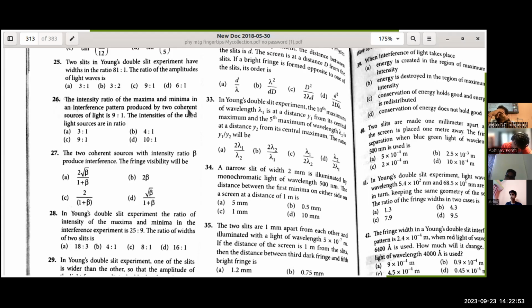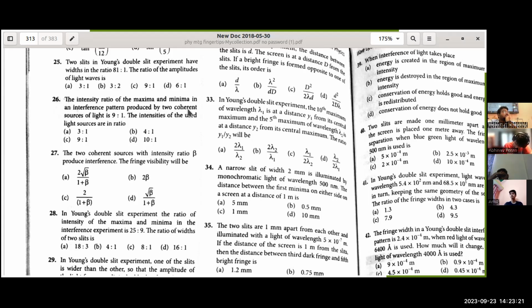Now you take square root on both sides, you get x plus 1 by x minus 1 is equal to 3. Solve and tell me the value of x. The ratio of root I1 and root I2 is 2:1, so the intensity ratio is 4:1. I just square rooted on both sides and then found the ratio.